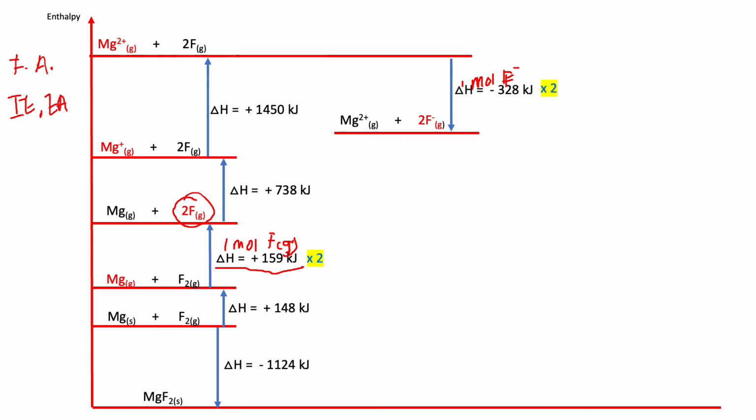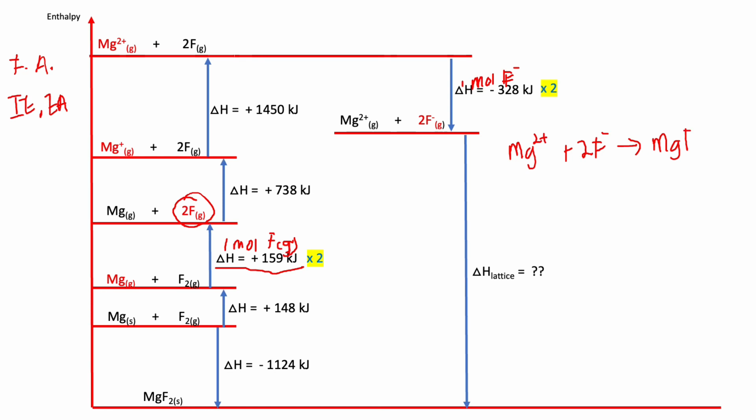And finally, we want to find the lattice energy. We already have all the gaseous ions here. Going down, we can find lattice energy. We know that Mg2+ plus 2 fluoride ions will produce MgF2, which is this one.